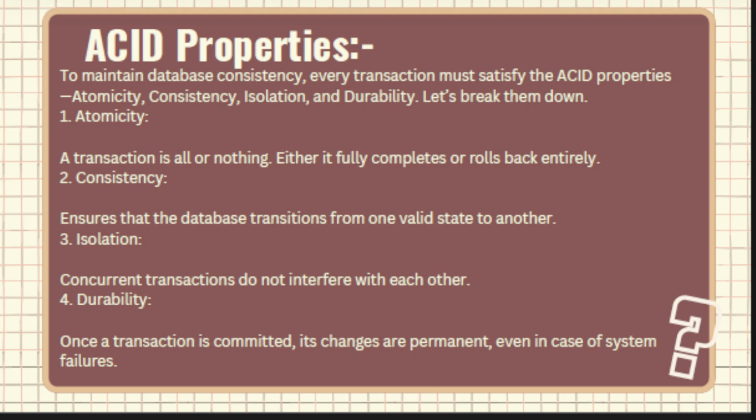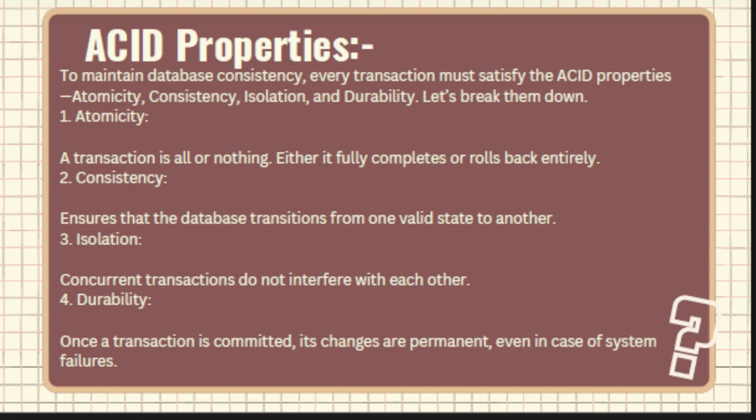To maintain database consistency, every transaction must satisfy the ACID properties. That means atomicity, consistency, isolation and durability. Let's break them down. Atomicity: a transaction is all or nothing. Either it fully completes or rolls back entirely.